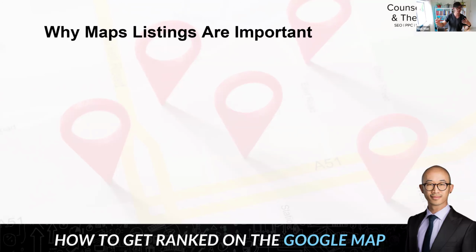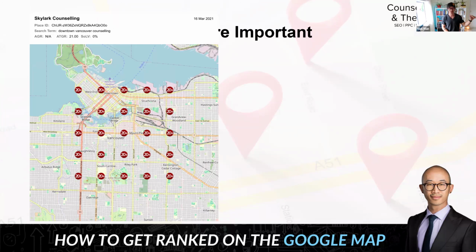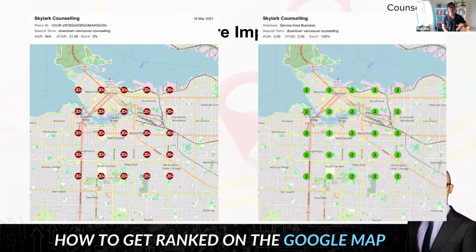One of our clients, Skylar Counseling, when we first started with them, wasn't showing up anywhere on Google Maps, and we got them to the second position. This is what we call the GeoGrid. Google Maps is a little different than the traditional organic searches where you have 1, 2, 3. With Google Maps, it's very proximity based, which means depending on where you're searching from, the east side of the city versus the west side, you can get different results.